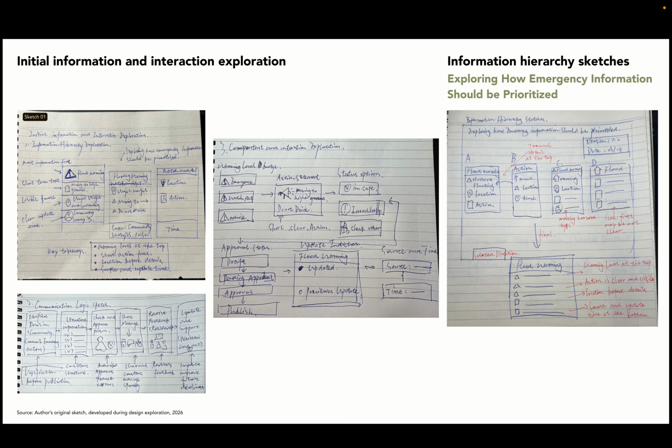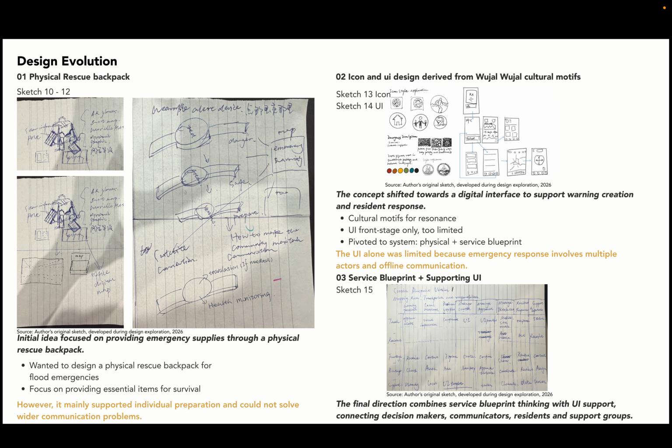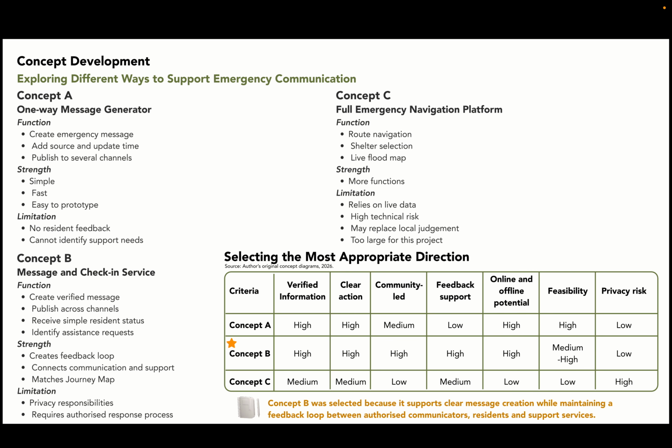These sketches explore warning hierarchy, important information, and basic interaction flow. I developed six critical criteria focusing on verified information, clear actions, accessibility, consequence, offline access, and community control. My first concept was a rescue backpack, but I realised that a physical object could not solve the larger communication problem. I compared several concepts and selected options that combine clear communication with resident feedback and support.